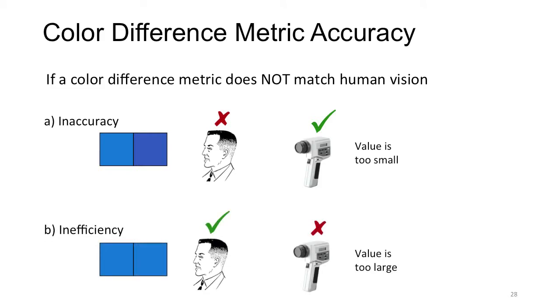But likewise, on the other front too. If I look at two patches and I say they match perfectly, and my metric says they don't, I'm going to keep calibrating over and over and over again to try and make those numbers perfect, even though perceptually they already look totally fine to me. So that leads to inaccuracies in the system. So you want a color difference metric that truly matches human perception, so it tells you when a color difference is visible or invisible.